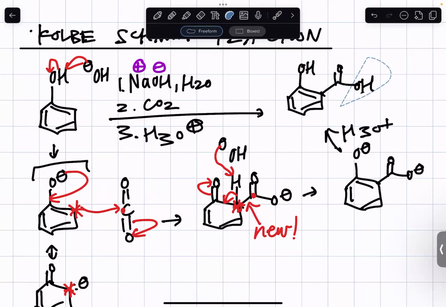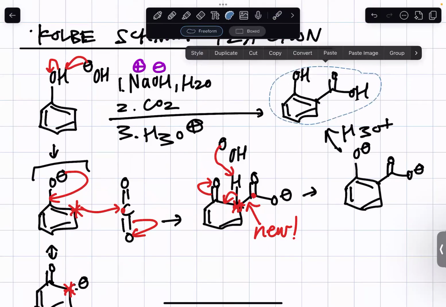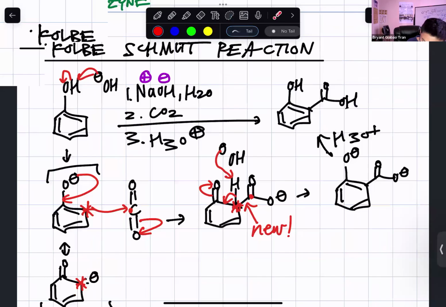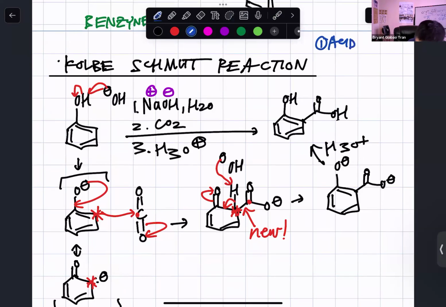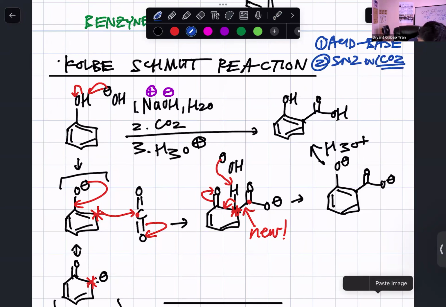And just to clarify, the way we know it's Kolbe-Schmitt is because we see the carbon dioxide. Yes. Kolbe-Schmitt is always going to have three steps. The first step, acid-base, to deprotonate the alcohol of the benzene, the phenol. The second step is SN2 with CO2. And then the third step is some acid workup, H plus workup.